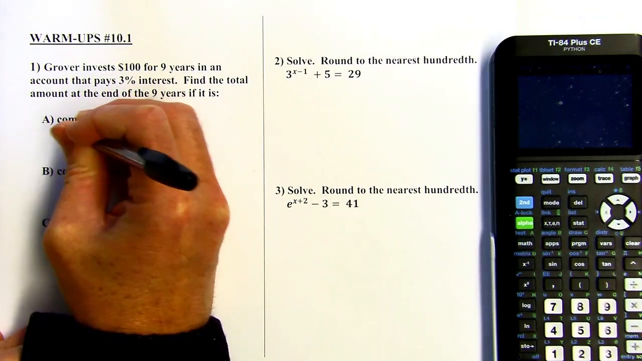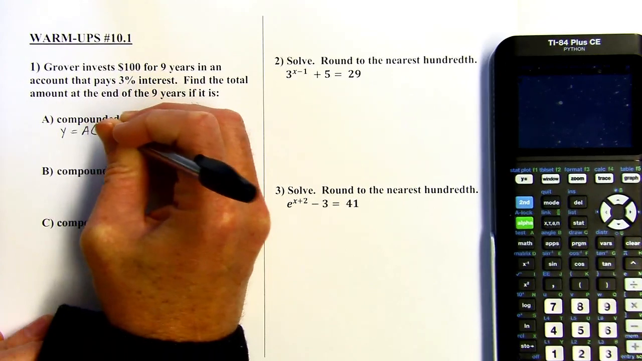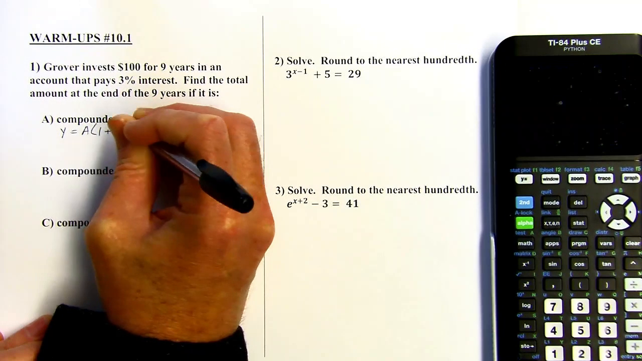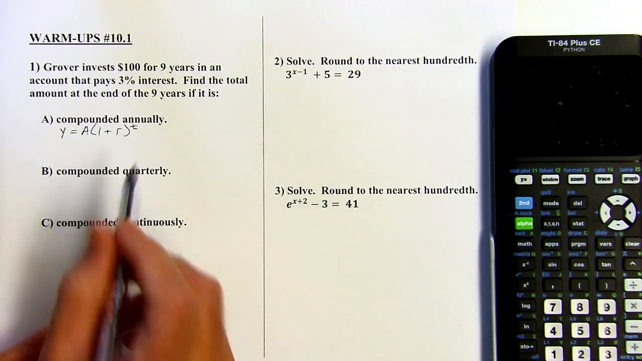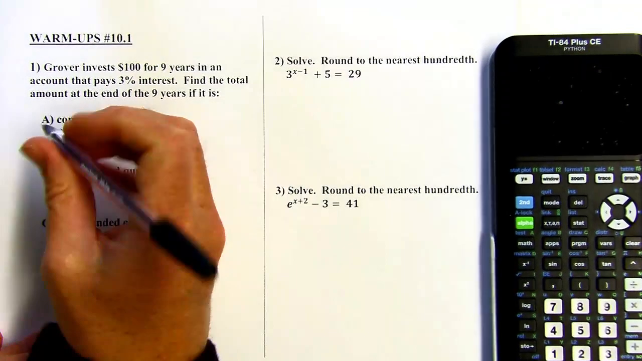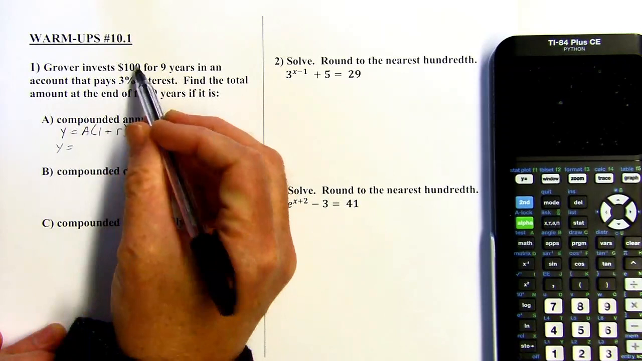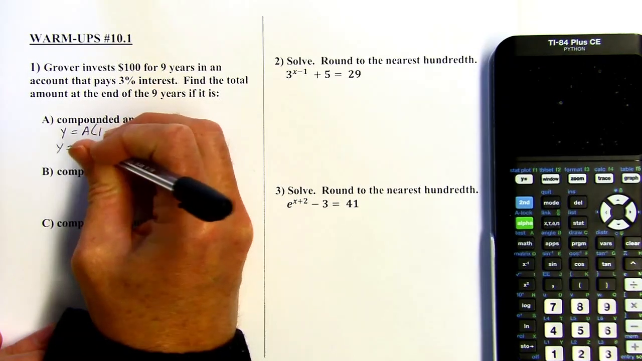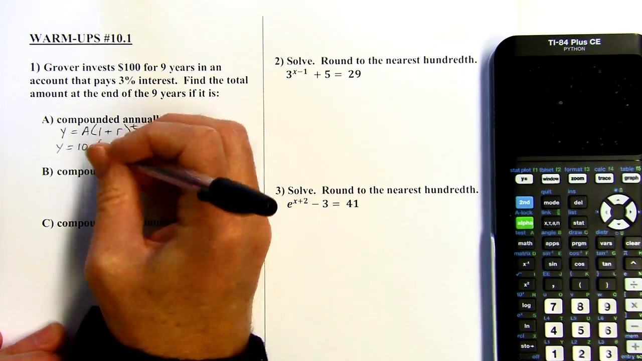For annual compounding, we're going to use this, our basic exponential growth formula, okay? So the initial amount is going to be the A. My final amount is going to be Y, so I'm solving for Y here. So A is 100, okay? And then my rate is 3%. R is for rate, that's 3%.